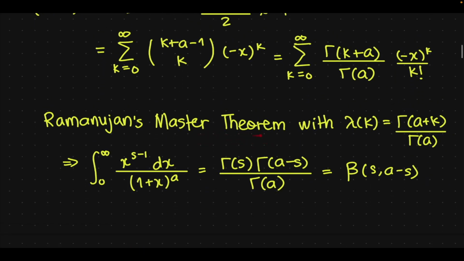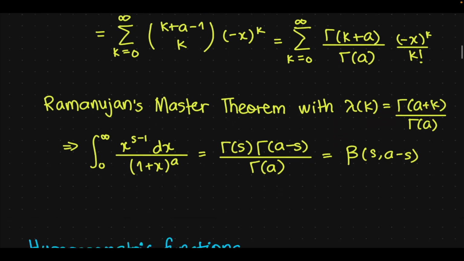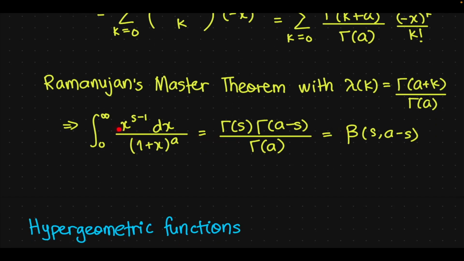So we apply Ramanujan's master theorem with lambda of k given by gamma of a plus k over gamma of a. And then we have the integral from 0 to infinity of x to the s minus 1 dx divided by 1 plus x to the a. That gives us gamma of s times gamma of a minus s over gamma of a, which, looking at the integral representation or this quantity, is actually just the beta function of s comma a minus s.